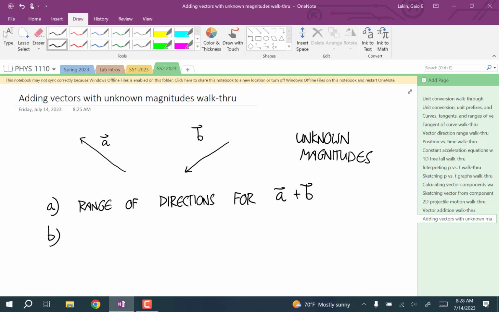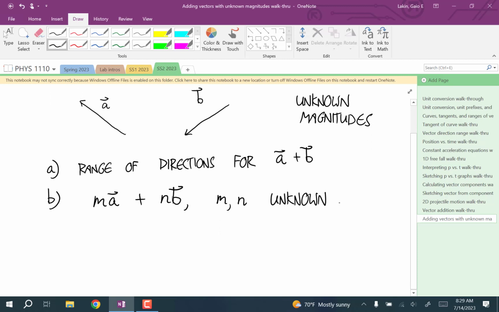Okay, so another way of asking this question is to say maybe we know the magnitudes of these vectors. We could know them or not know them for this second way. And we have some number times A plus some number times B, and M and N are unknown numbers, but we know that, let's say M is positive and N is negative.